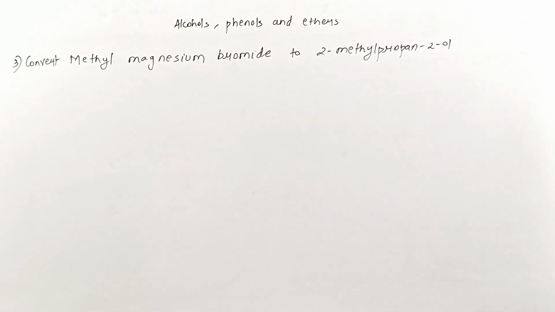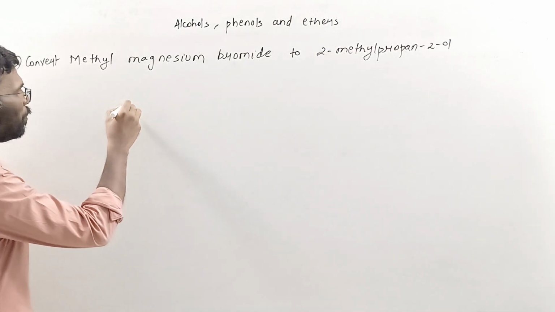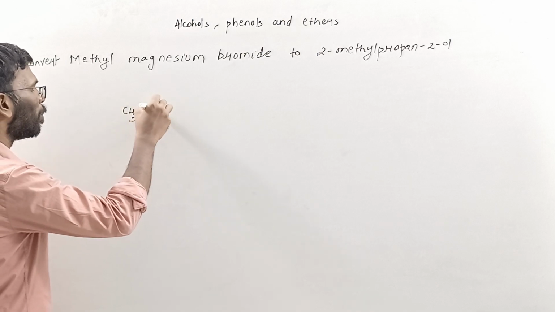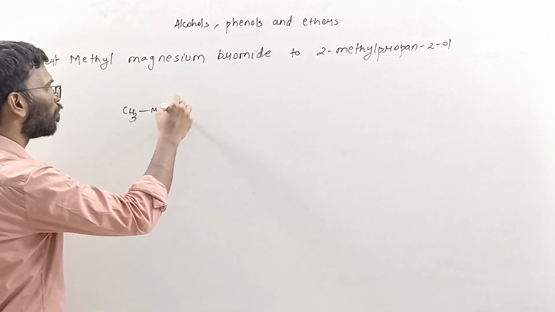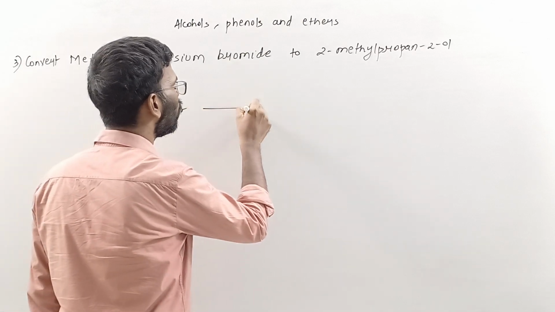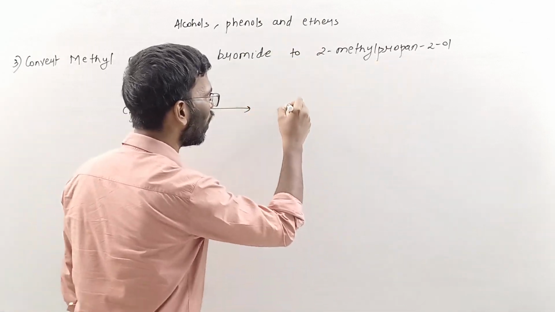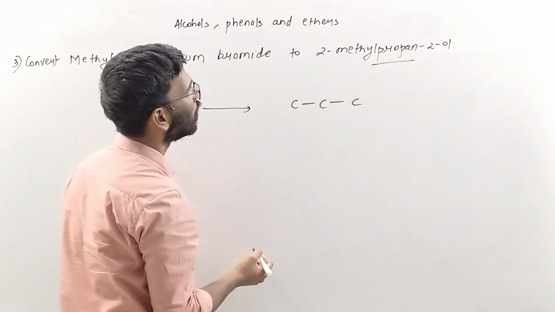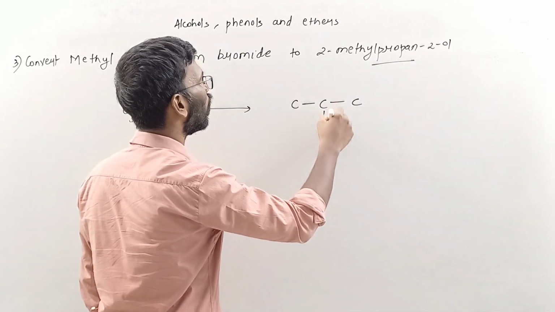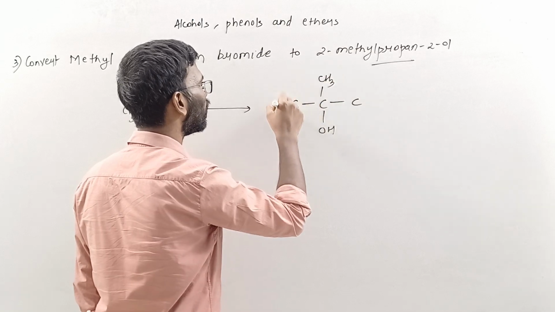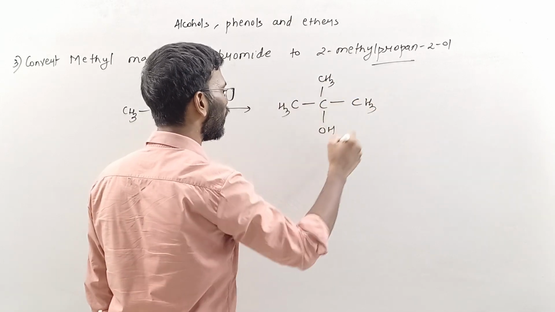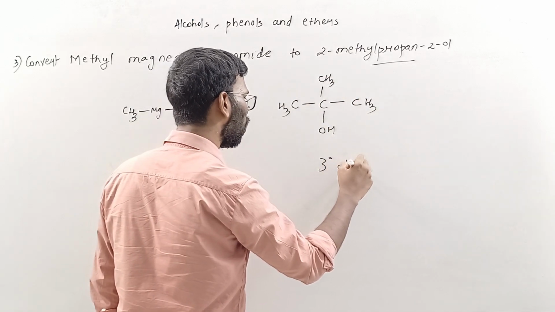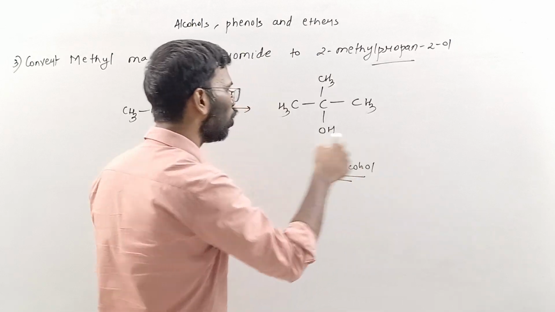This reaction: convert methyl magnesium bromide to 2-methylpropan-2-ol. How will you write this? Propane, no? 3 carbons. On the second position there is alcohol, and on the second position there is methyl. So this is a tertiary alcohol. When do we get a tertiary alcohol from a Grignard reagent? It should be a ketone.